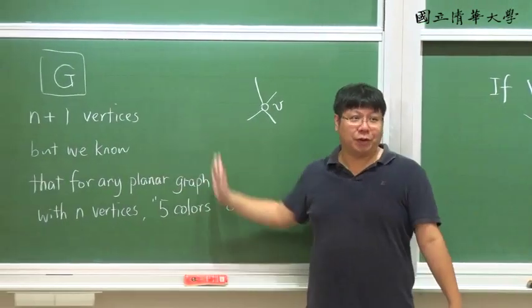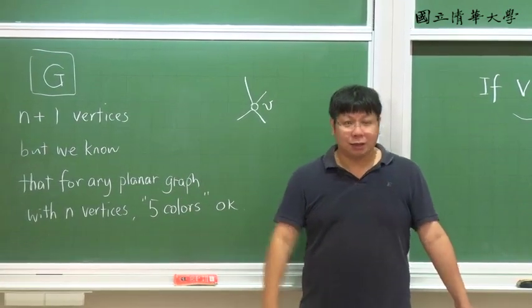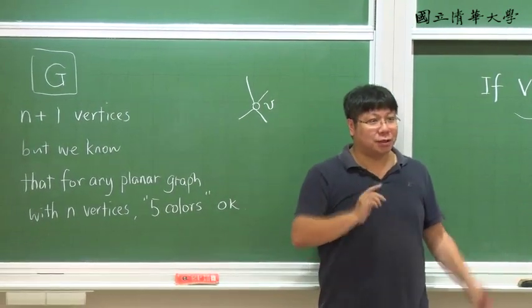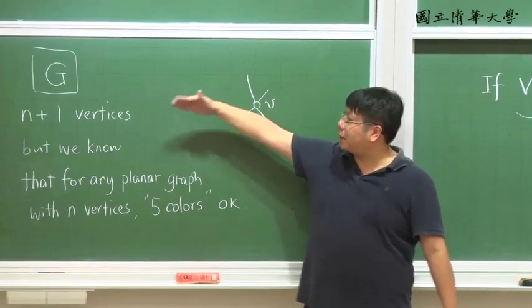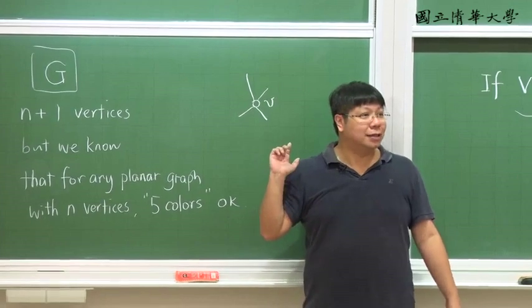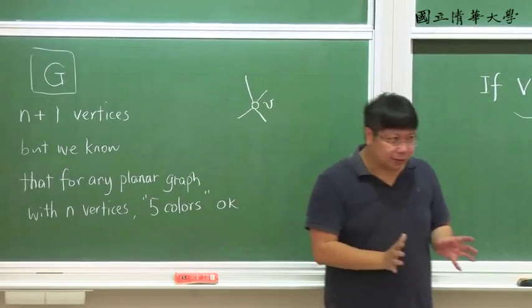So we assume first of all that any graph with n vertices we know how to color. Is that okay? So what happens if we have n plus 1? This is the key point. All the n vertex graph, I can color it. Then how about n plus 1 vertices? So now we just need to focus on n plus 1 vertices.